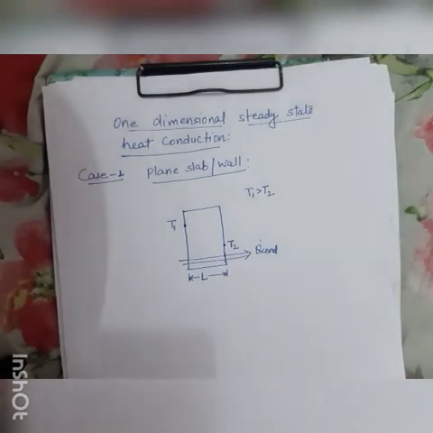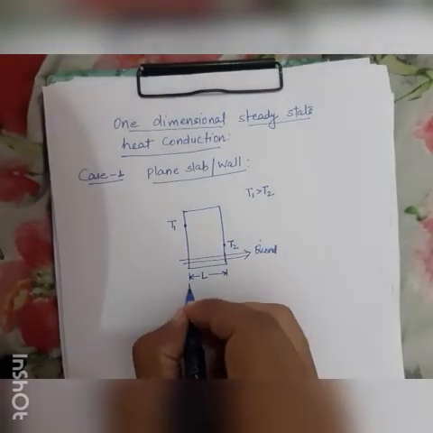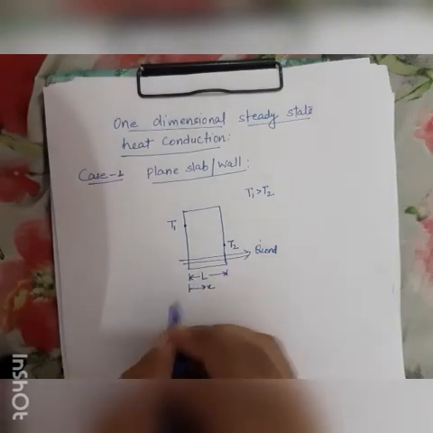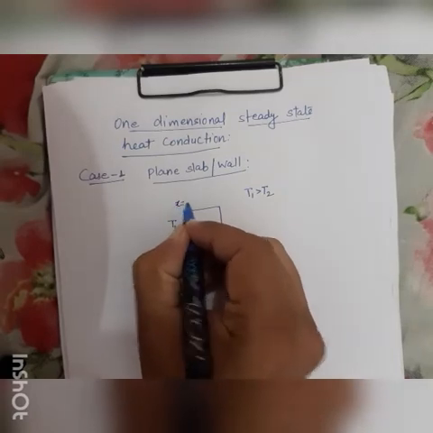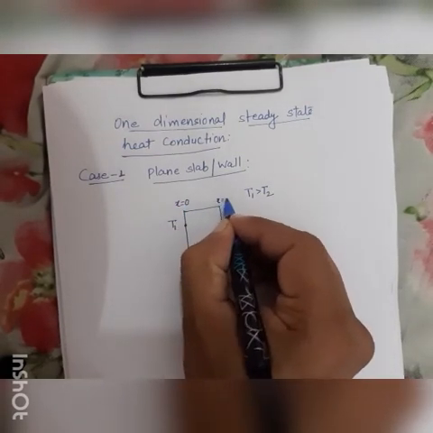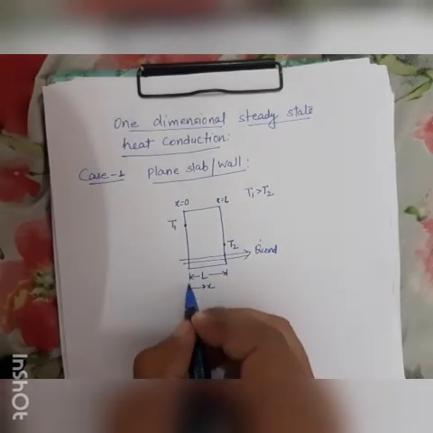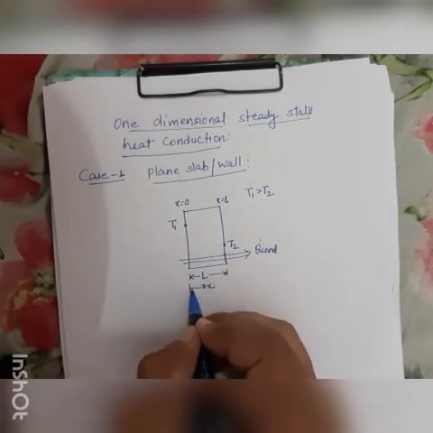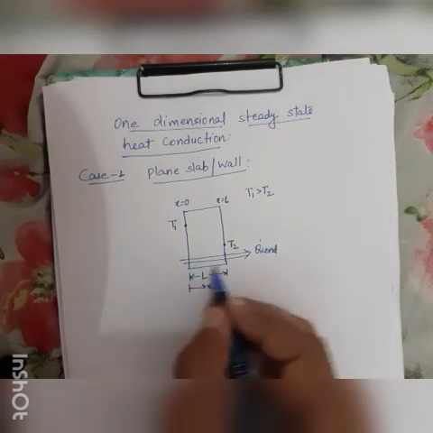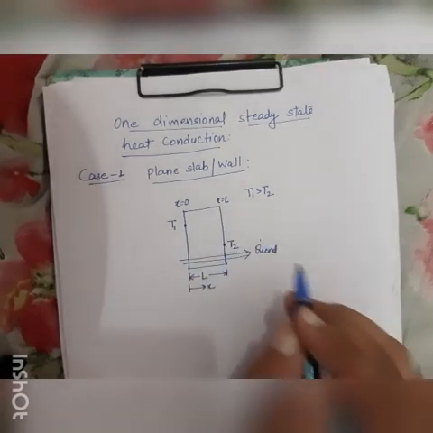Okay, so please note, T1 and T2 are specified in the problem. I am going to measure x from this left face. This is my reference point. So for the extreme left face, x is 0, and for the extreme right face, x is equal to L.